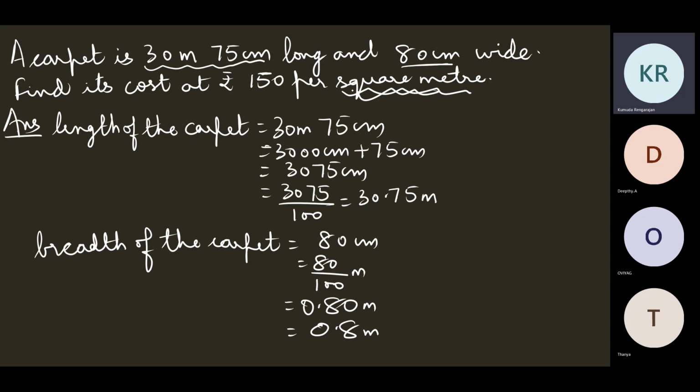So per square meter, meaning 1 meter square of carpet costs 150 rupees. That's the meaning. Rupees 150 per square meter means rupees 150 for 1 meter square. For 1 meter square, like 1 kilogram, 1 meter square. Why meter square? Because it's area.